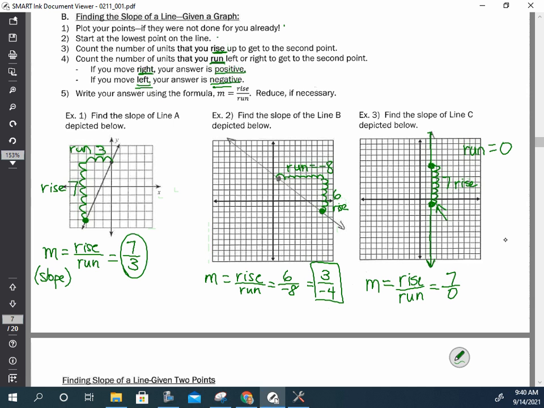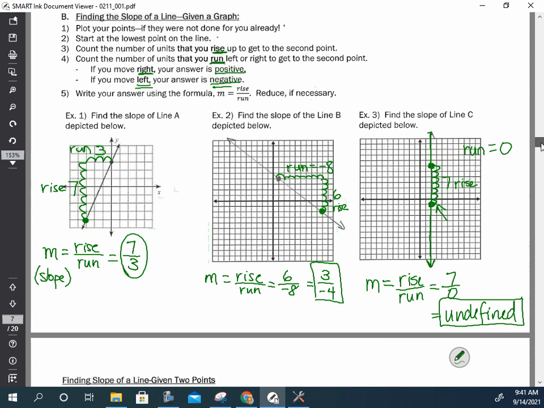You cannot divide by 0. So that means that's undefined. Your slope is undefined. If your slope is undefined, do not put 0, because then you're saying that 7 divided by 0 is 0. That's not true. Also notice that the 0 is at the bottom of the fraction.